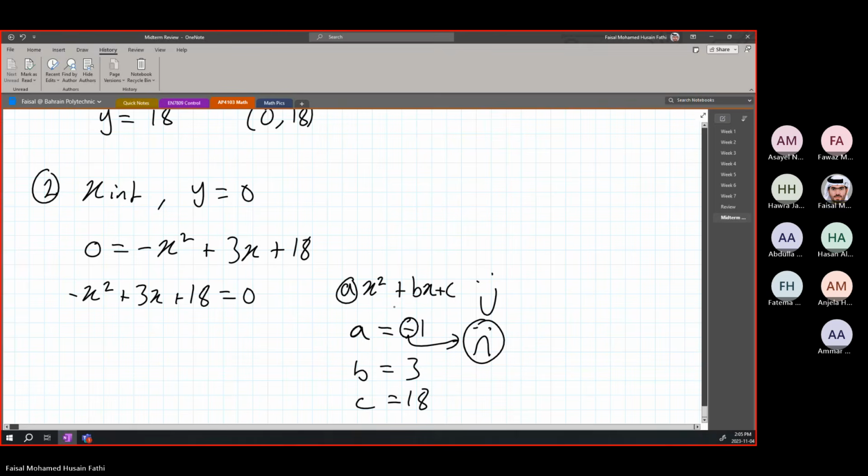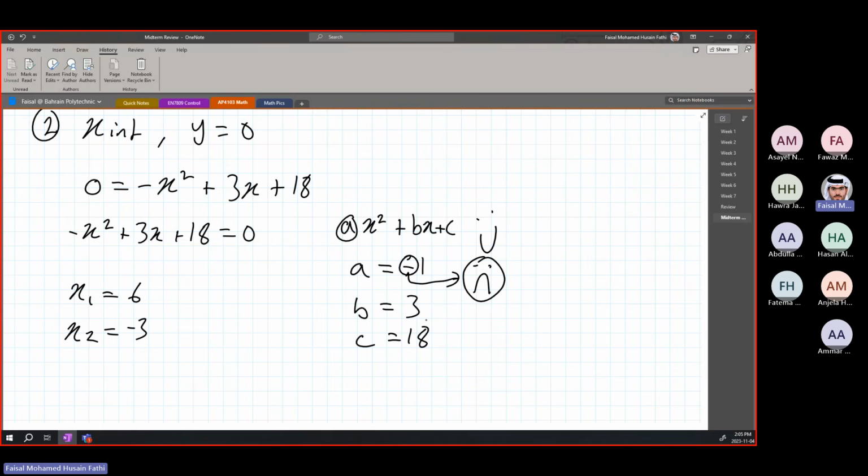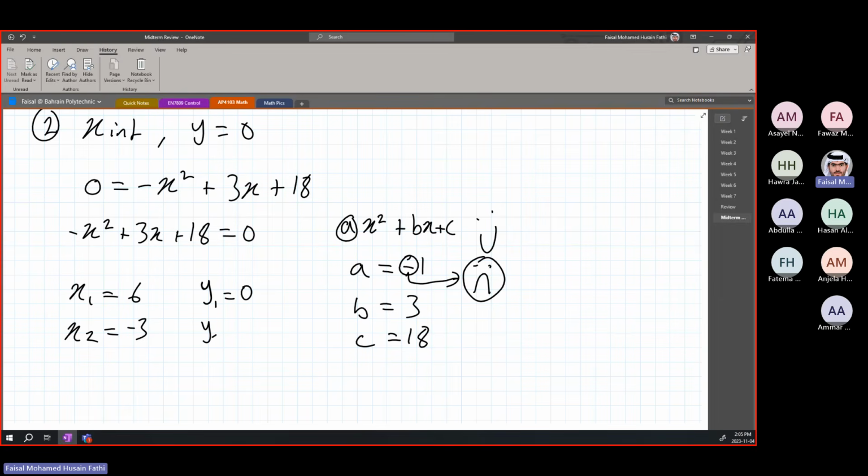Okay. Now, to solve it, it's a quadratic equation. I'm just going to do it on the calculator really quickly. Okay, so our A is minus 1, our B is 3, our C is 18. X1 is going to be equal to 6, and X2 is going to be equal to minus 3. So we found our x1 value and x2 value. Obviously, the y's are equal to 0 in both cases.